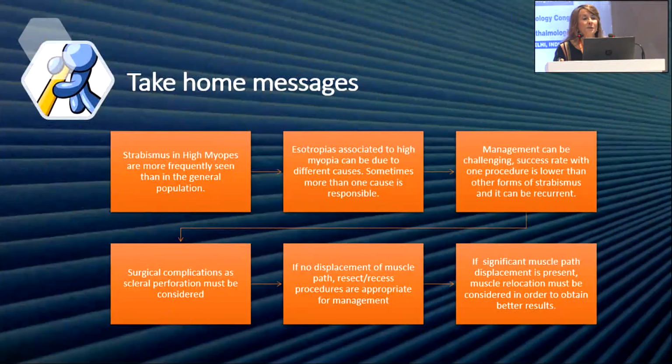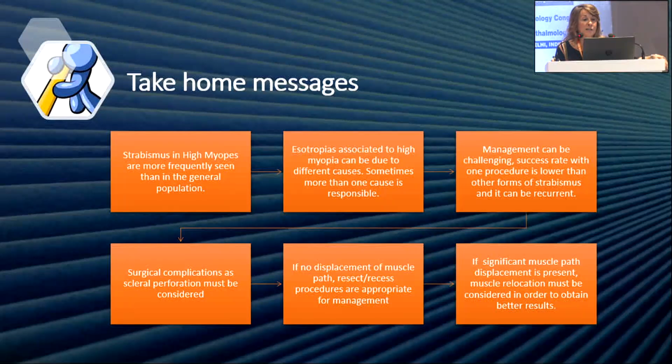So to conclude, strabismus in high myopes is more frequently seen than in the general population. In the general population up to 5%, in these patients up to 20%. Esotropias associated with high myopia can be due to different causes, as you have seen in this patient. First an infantile esotropia, then a sensory esotropia, and then she also had the muscle paths displaced. Management can be challenging. The success rate with one procedure is lower than in other forms of strabismus, and it can be recurrent, as in this patient.